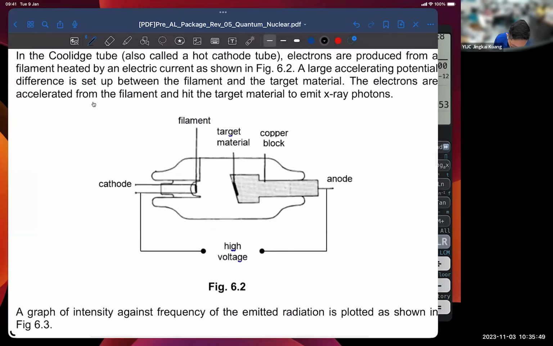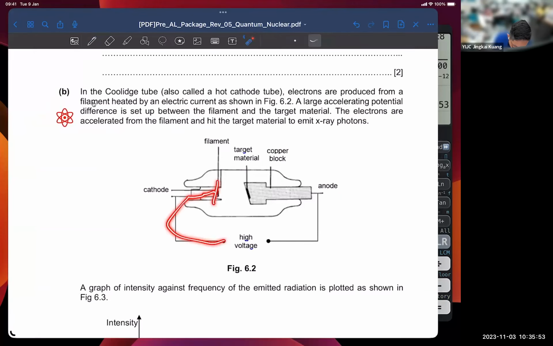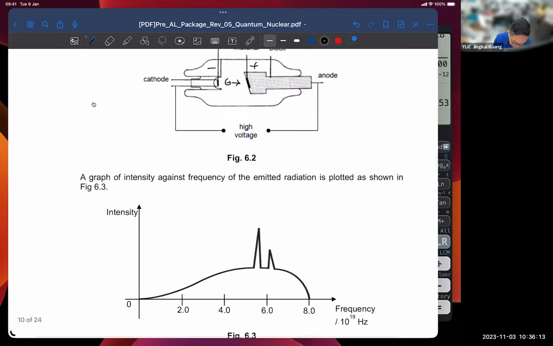You have your high voltage here. This end is negatively charged, so it will cause the electrons to be emitted across. This end, the target metal, is positively charged. So electrons will accelerate this way. Then you get the graph.